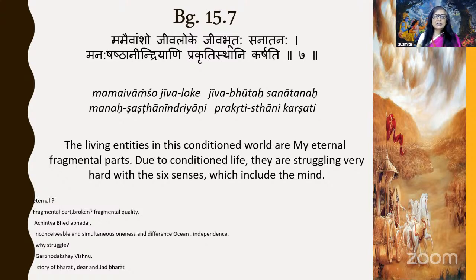So this is what this shlok is saying. Let us read the English translation. The living entities in this conditioned world are my eternal fragmental parts. Due to conditioned life, they are struggling very hard with the six senses, which include the mind. Right? So what is the definition of a living entity? It's a part of Krishna, but because we have forgotten our actual relationship with Krishna, we have started identifying ourselves with this body, and not only with this body but also with this prakriti, this material world. Because of that we are looking for happiness, which is actually like a mirage. Once we get happiness, then we want more, and this is also the cause of our binding to this cycle of birth and death, right?